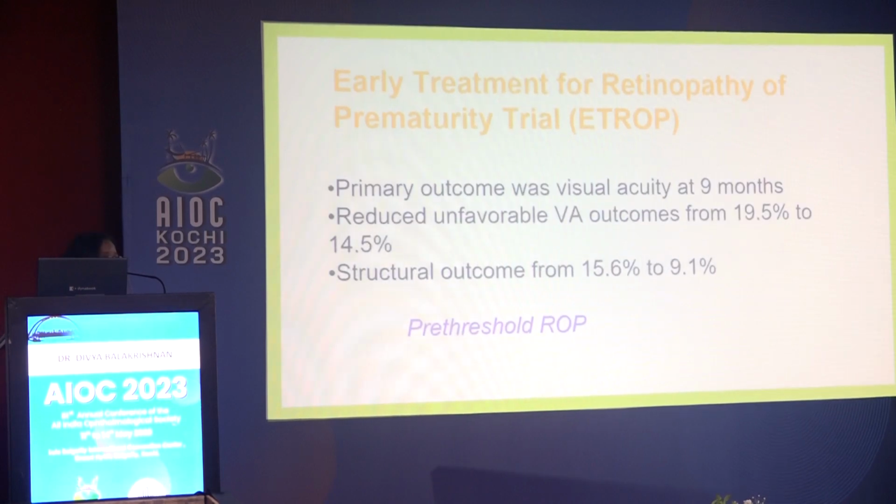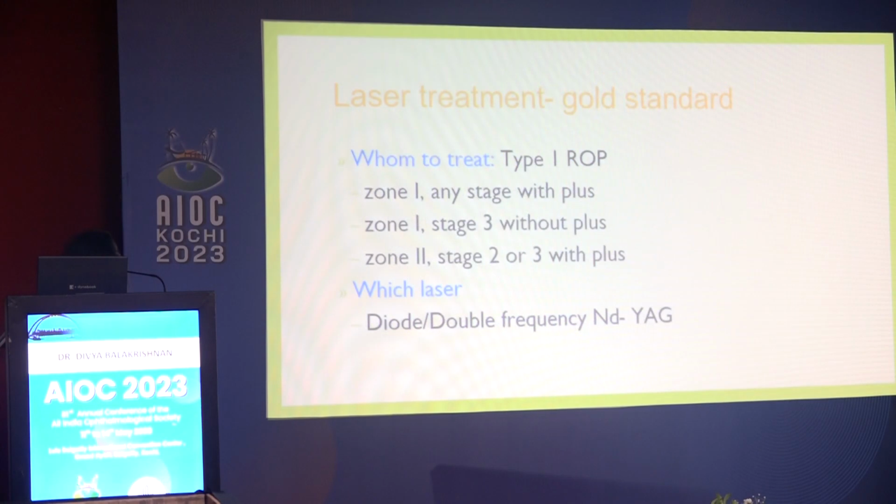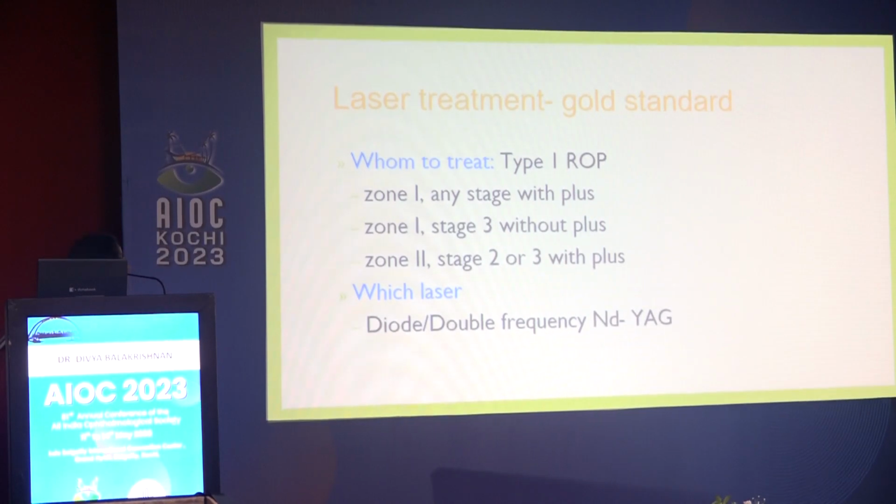Then came ETROP. Don't wait till threshold. Treat early. That is early treatment. Treat with what? Laser. And it led to both anatomical and visual outcome. Now, this is still the gold standard treatment, that is laser treatment. So as I mentioned, treat type 1 ROP with laser.